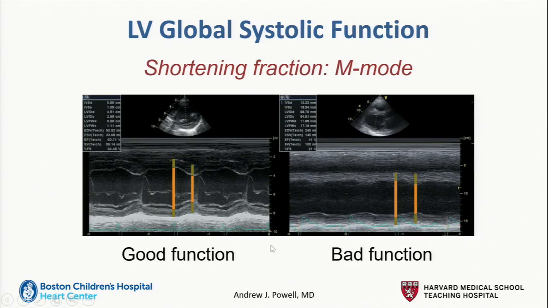Here's an example. This is done using M mode here. So end diastolic dimension. We have the septum here, the posterior wall here. We're going to measure this edge to this edge. It's a distance. And then we have end systole over here. Take the difference, put it over the end diastolic dimension, and then multiply by 100.